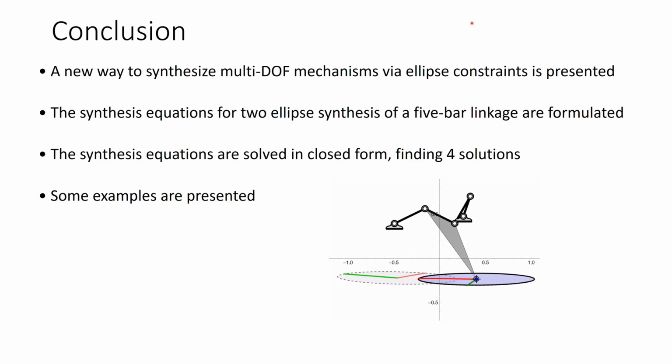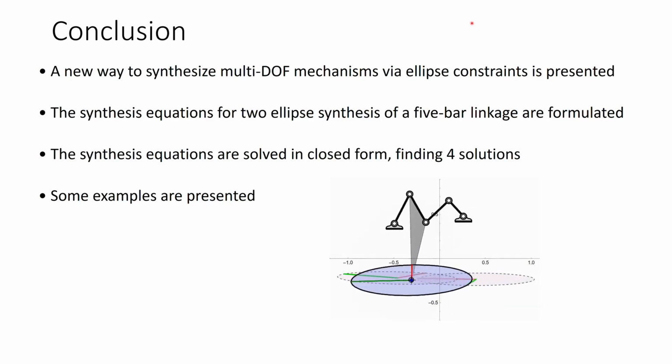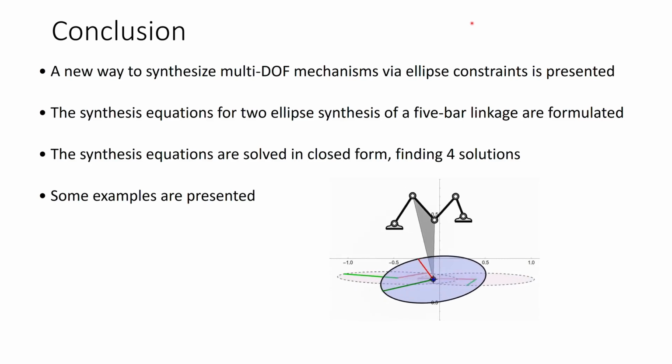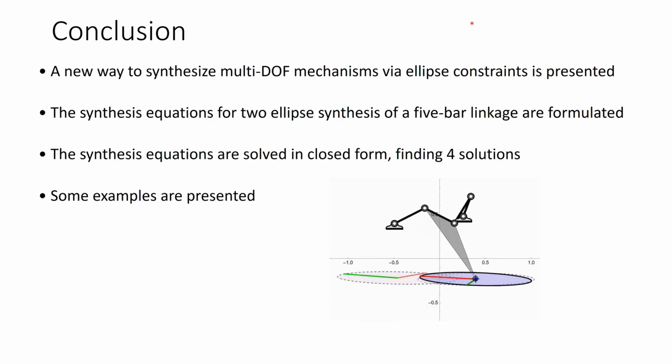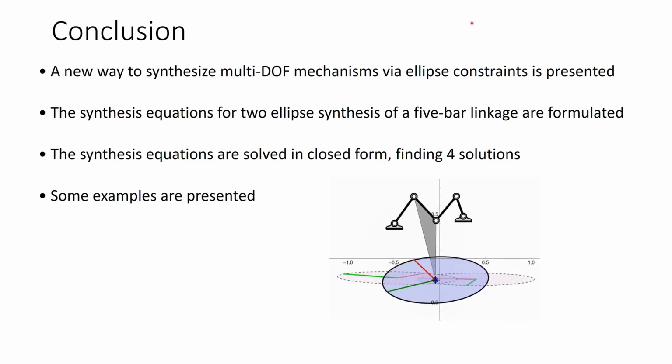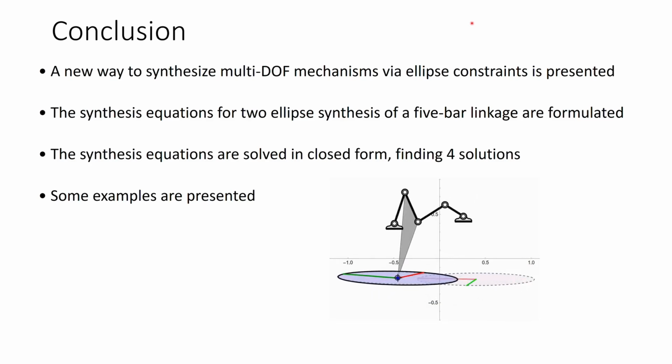This paper presents a new way to synthesize multi-degree of freedom mechanisms according to ellipse constraints. The synthesis equations were formulated for a 5-bar linkage to pass through 2 specified velocity ellipses. The synthesis equations were solved, finding 4 solutions in closed form. We concluded by providing a few examples.